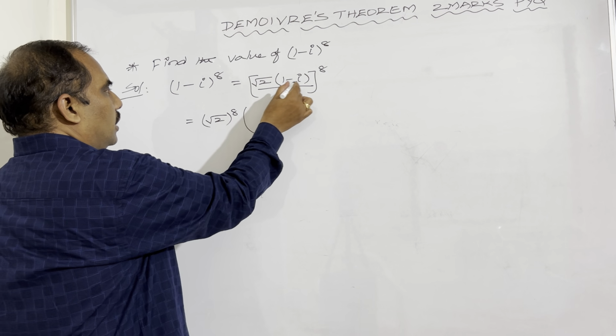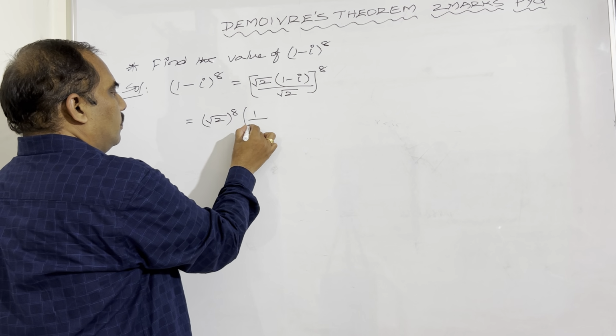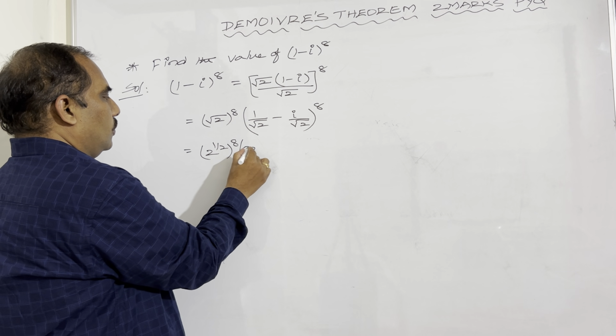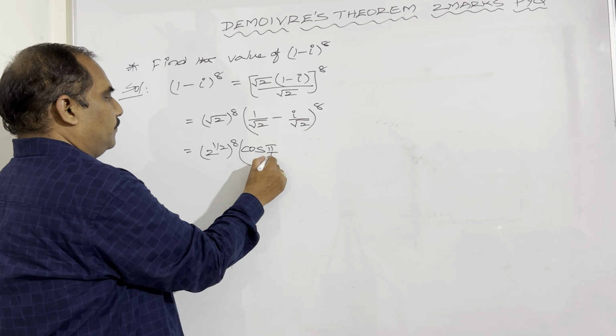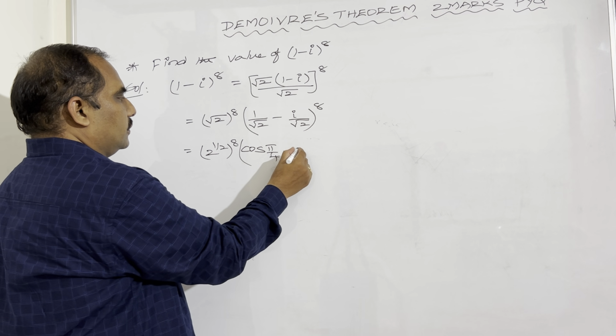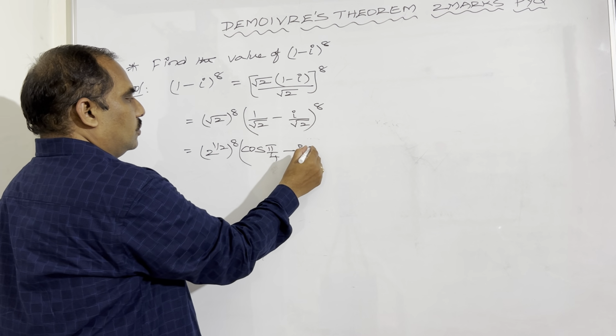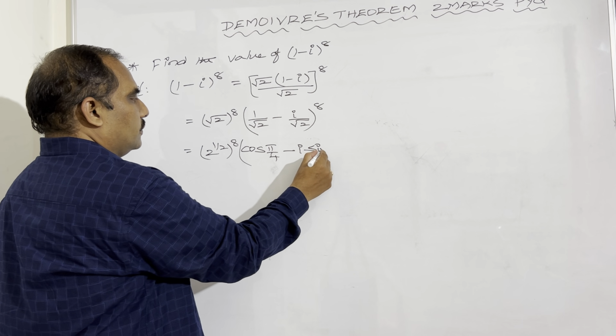So this can be written as (1 by root 2 minus i by root 2) whole to the power of 8. Further it becomes, we can write 2 power, root 2 means 2 power 1 by 2, whole to the power of 8. And here 1 by root 2 is written as cos pi by 4, minus i into, again 1 by root 2 is written as sin pi by 4, whole to the power of 8.